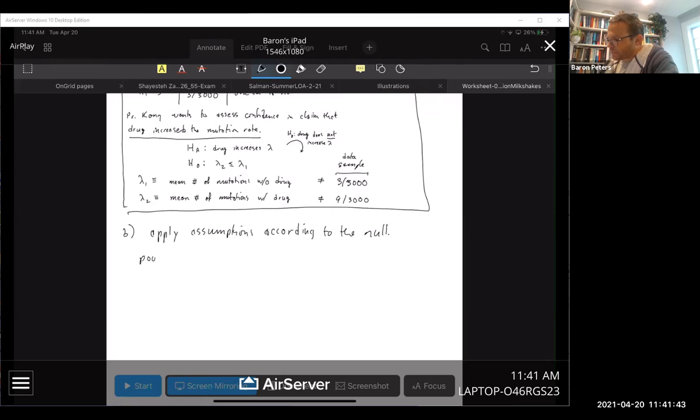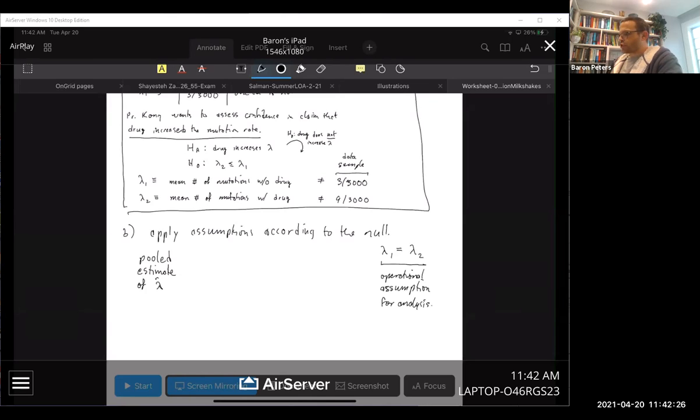So we make a pooled estimate. What do we mean by a pooled estimate? If there's no difference, so if lambda 2 equals lambda 1, okay? So we're assuming that lambda 2 is equal to lambda 1, okay? This is our operational assumption for our analysis. Okay, and it is the best case scenario for our null hypothesis.